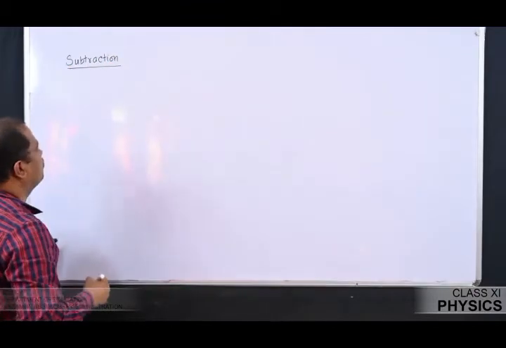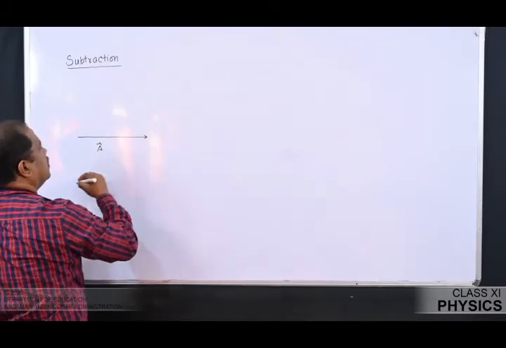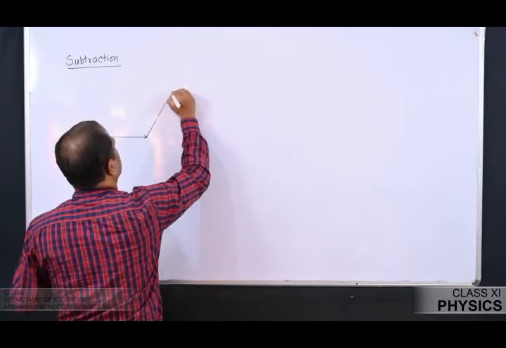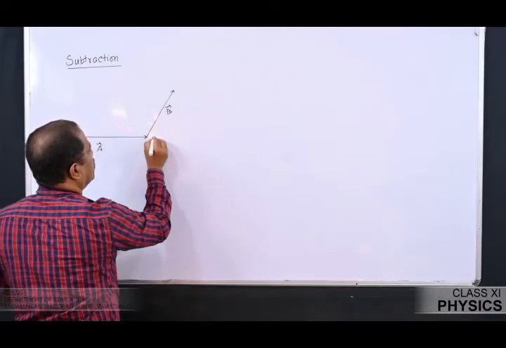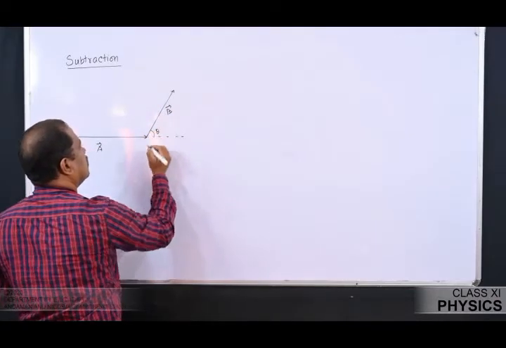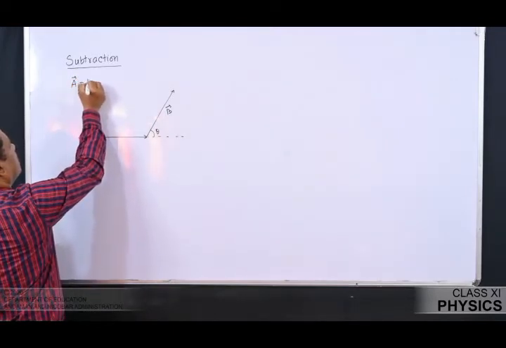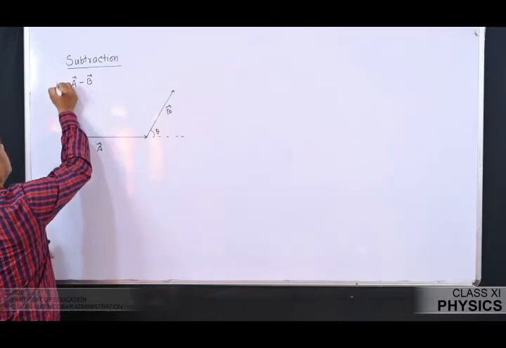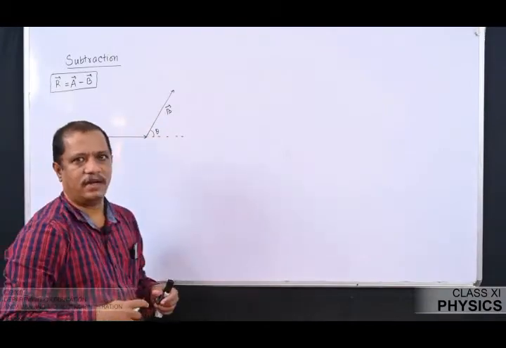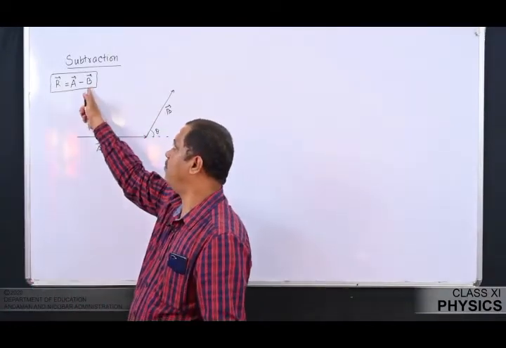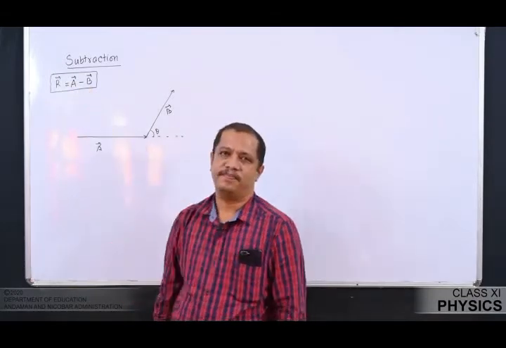Or vector subtraction, say. Let's try to see. I have a vector, this is A, and say I have a vector B like this. And the angle between them is theta. What I want to do is subtract B from A, and I'm going to get the resultant vector. So this is what I want to do: I want to subtract vector B from A.